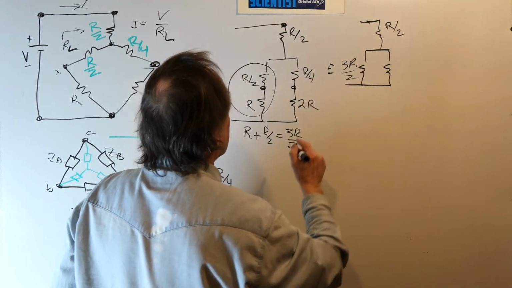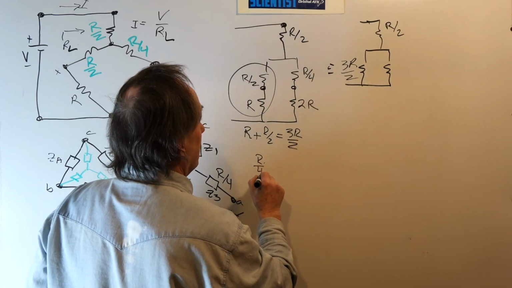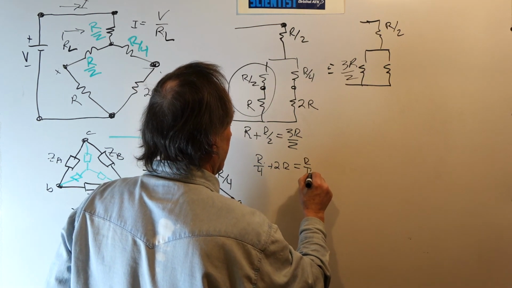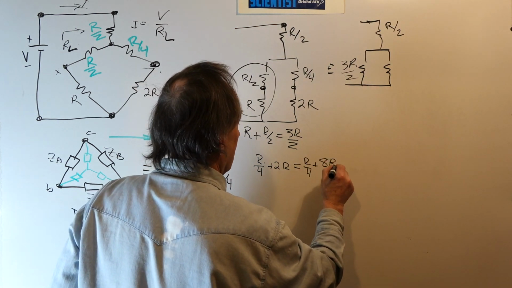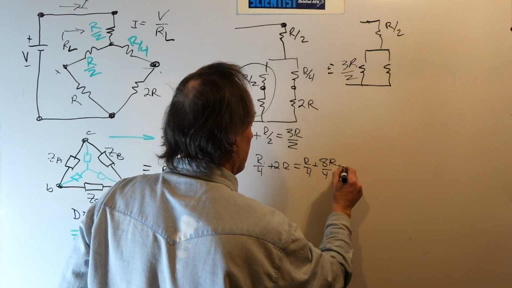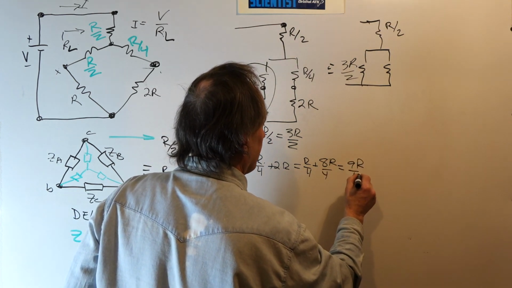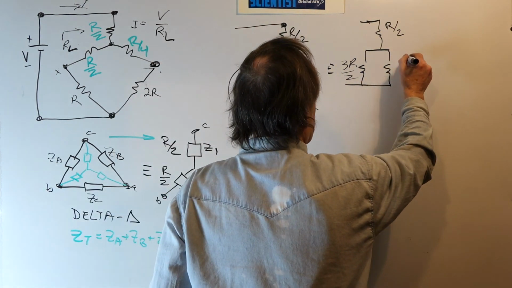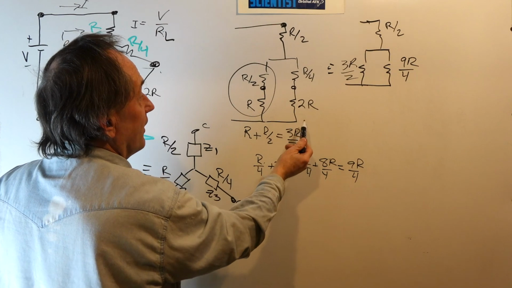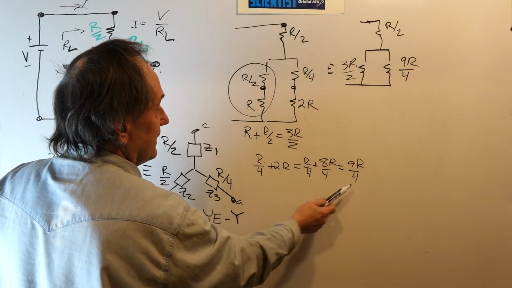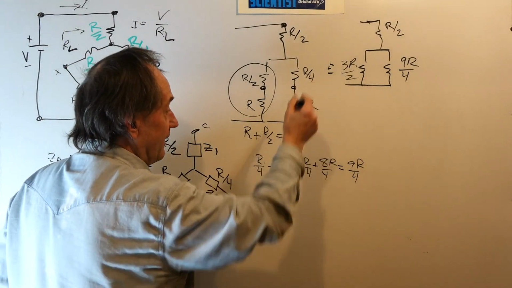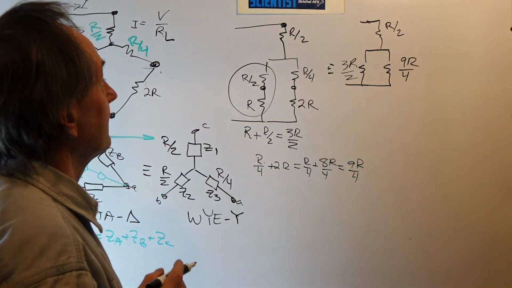This one is R over 4 plus 2R. Or we can write this as R over 4 plus 8R over 4, or 9R over 4. So this one is 9R over 4. The sum of R over 4 and 2R is 9R over 4, or 2.25 R.